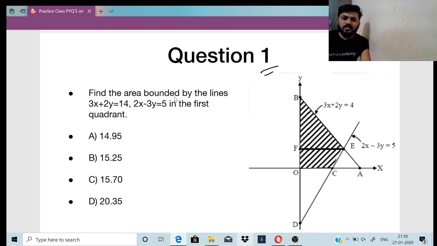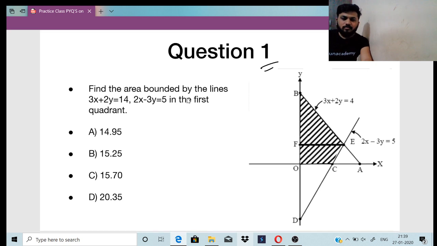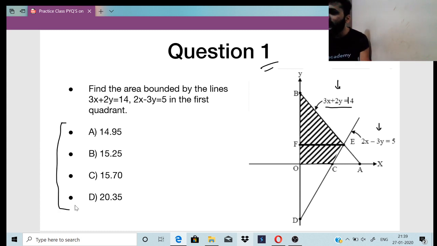So this is the first question. Find the area bounded by the lines 3x plus 2y equals 14 and 2x minus 3y equals 5 in the first quadrant. Tell me what is the area in these four options. Take your waiting time of 1 minute and give me the right option.